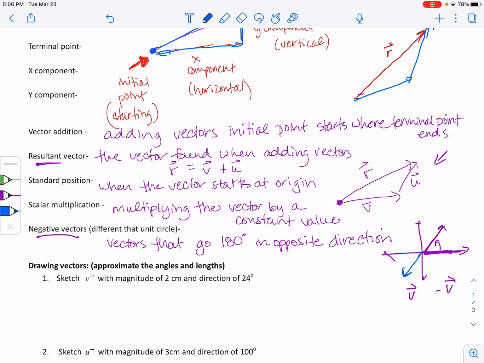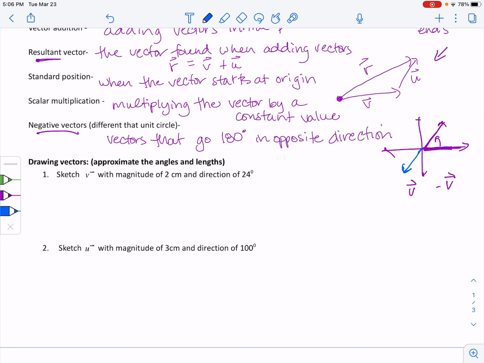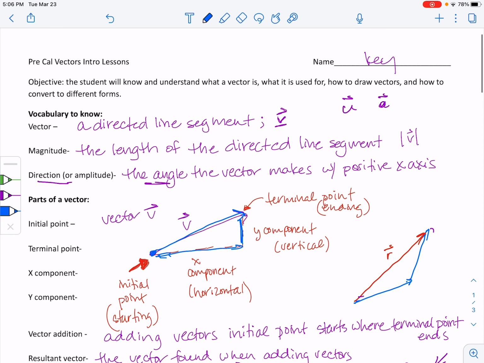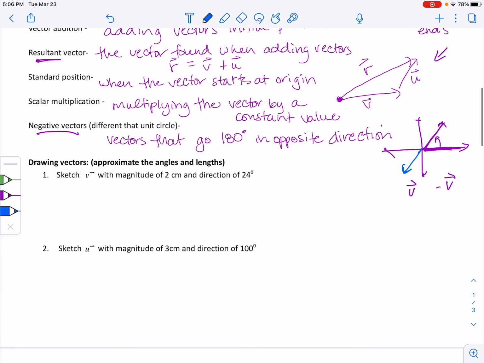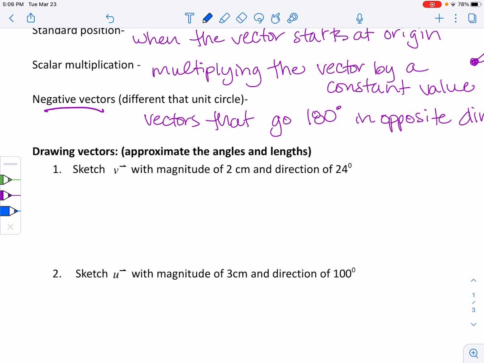So today's lesson is really drawing vectors, and sometimes you're given the magnitude and direction, and sometimes you're given the, what are my words I'm looking for? The components. That's the word I'm looking for. They want you to sketch V with a magnitude of 2 centimeters and a direction of 24 degrees. So you need to start with a line. You need your initial point. I'm going to measure 24 degrees. And I'm going to get my ruler out and measure 2 centimeters.